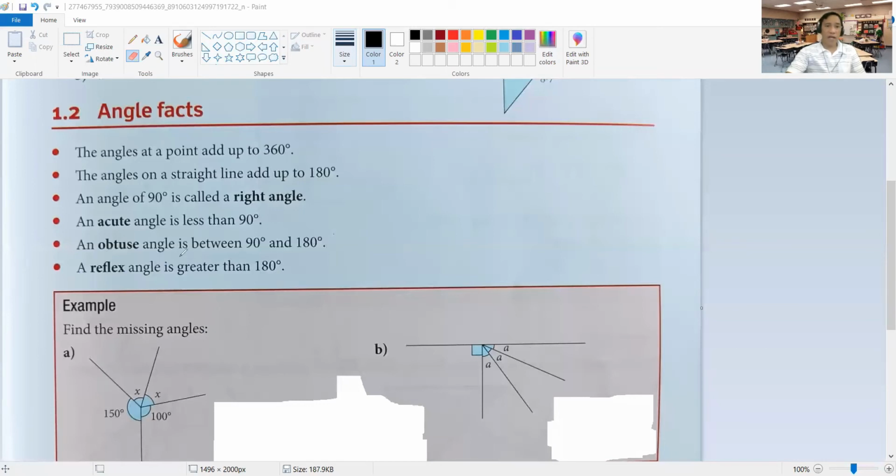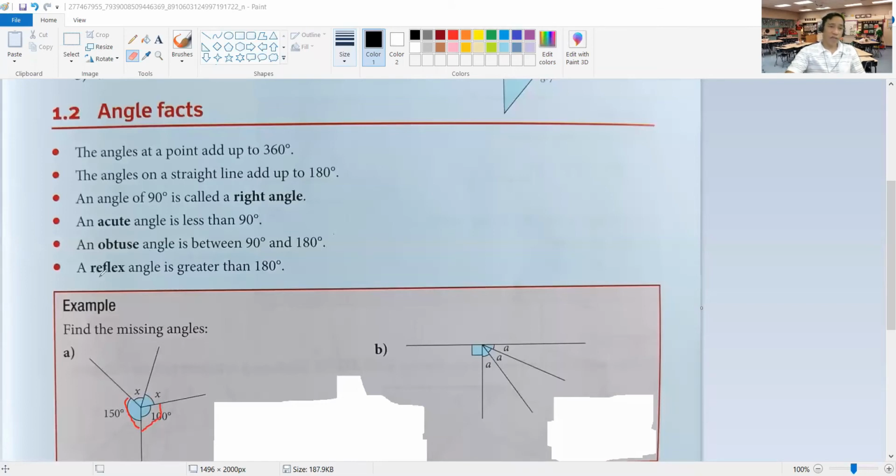While an obtuse angle is between 90 and 180 degrees. That means between 90 and 180, that is more than 90 degrees but less than 180 degrees. As you can see here in problem letter A, this one and this one are both obtuse angles because they are more than 90 degrees but less than 180 degrees.